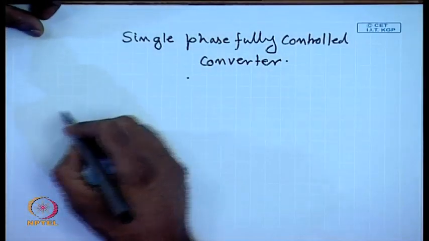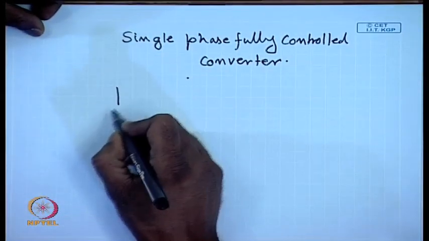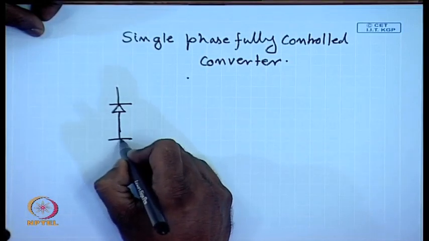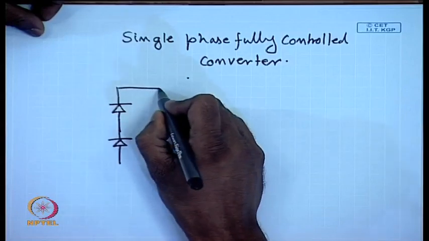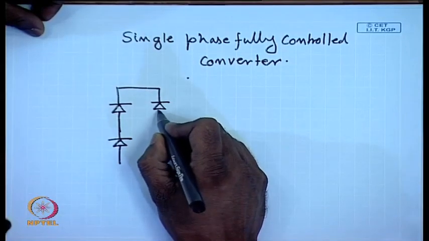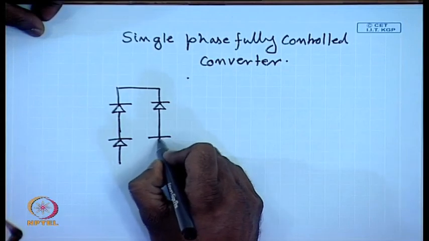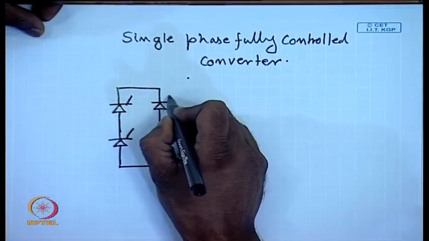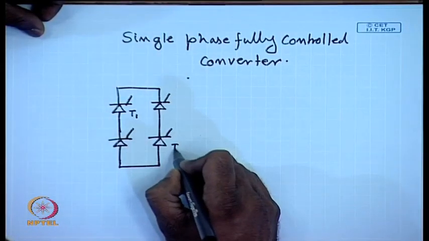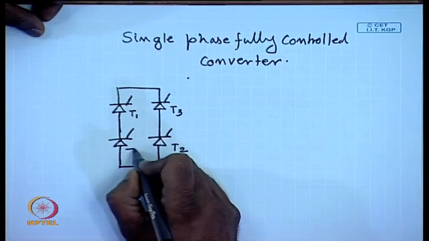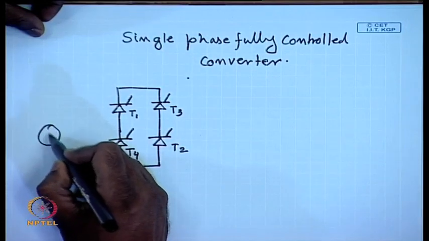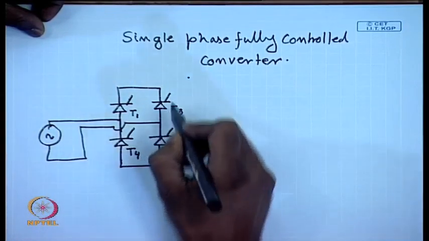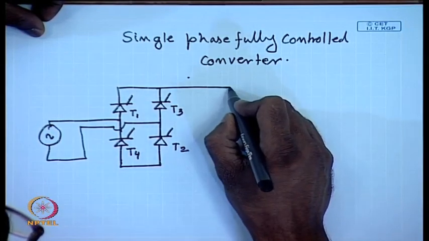In this, you have the converter that looks like a diode rectifier bridge, but instead of diodes we use thyristors. This is say T1, this is T2, this is T3, this is T4. This is the AC source. And the DC machine is connected here.